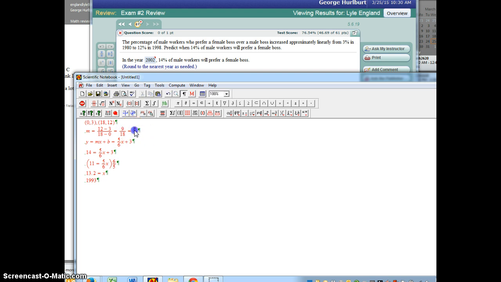See, everybody makes mistakes. So that should have been a 1/2, which means we have to multiply by 2. 11 times 2 is 22, so it should be 22 years. So 1980 plus 22 years is 2002.